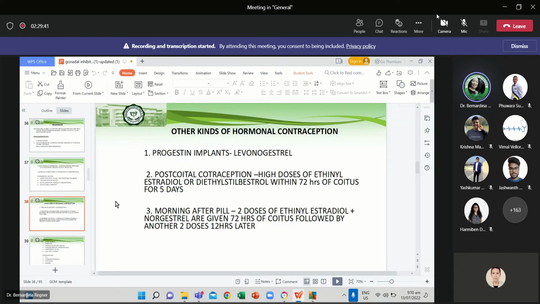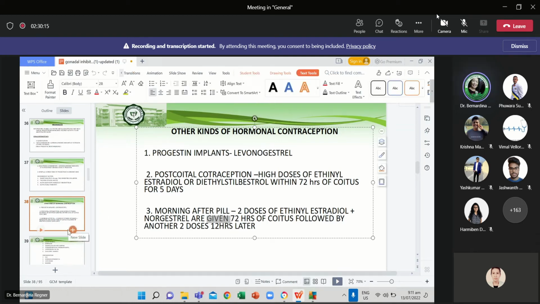Okay, and then you have to remember the process of giving that medication in order to have a sure result. Okay, so 2 doses of ethinyl estradiol plus norgestrel. I'm just giving you practical applications. You have to remember that. How many hours? Okay, so your mathematics there is very important.